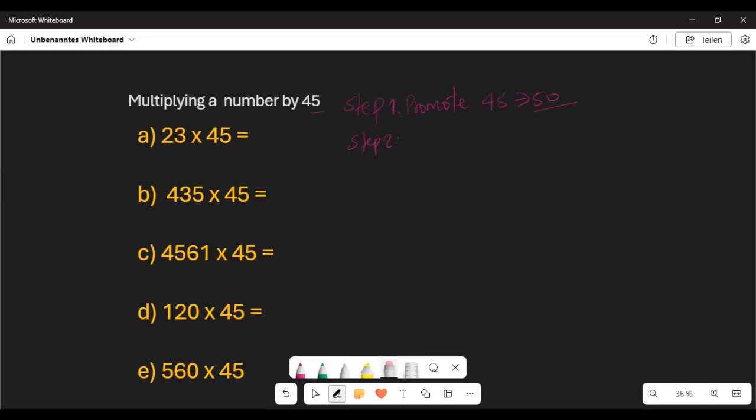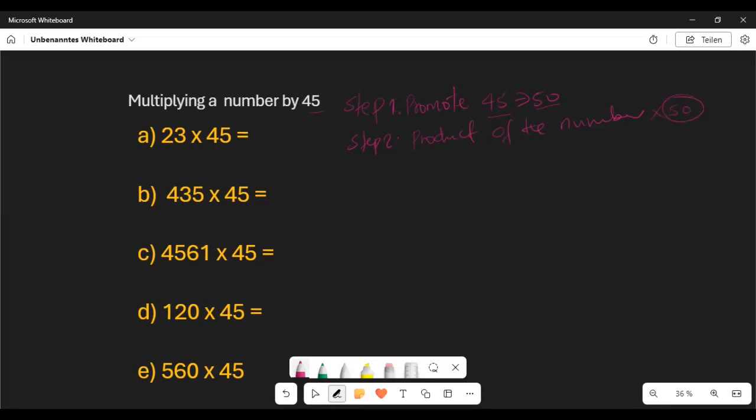So the first thing is, since 45 is very close to 50, to ease our work, we're going to promote 45 to 50 so that it becomes easier to calculate. Step 2 is then to get the product. So we get the product of the number after multiplying it by 50. That's going to be the product.